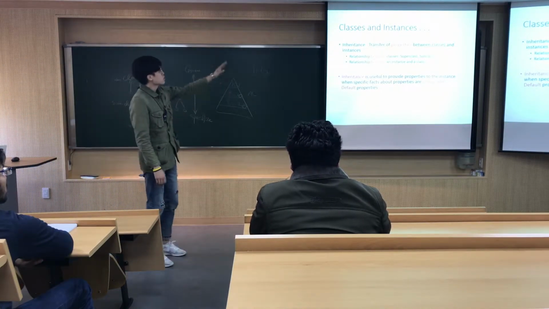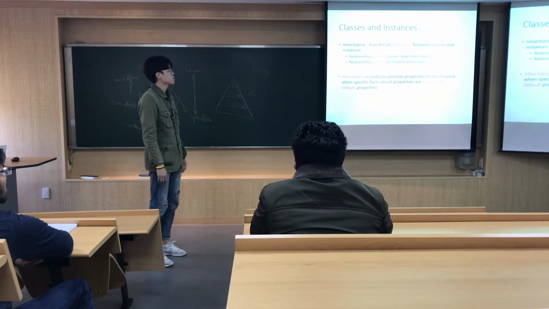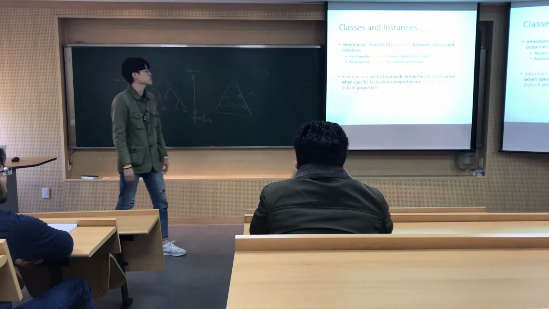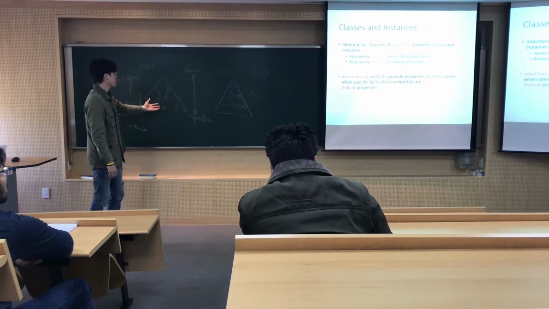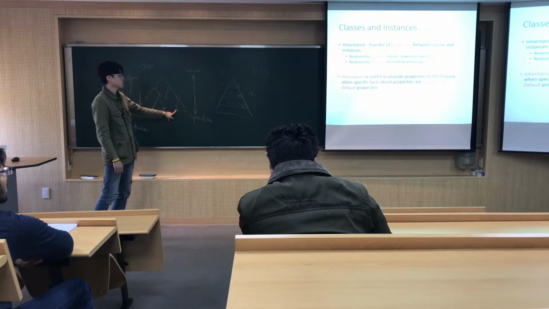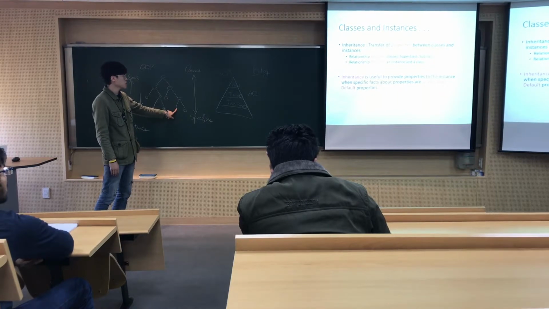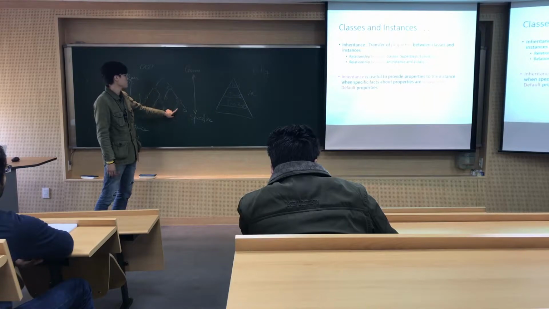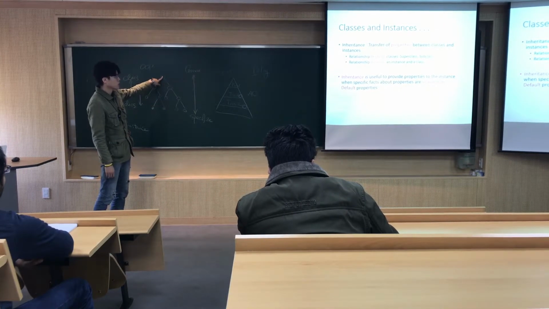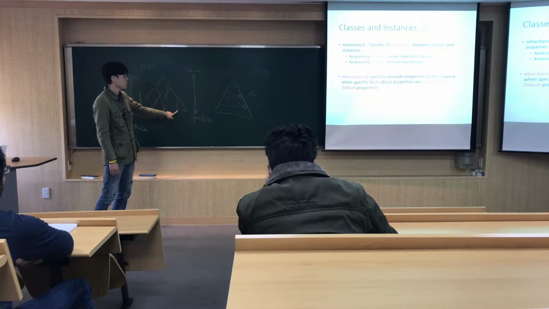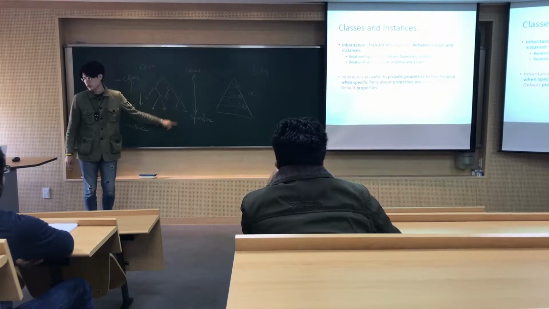So inheritance is the transfer of properties between class and instance. If you have this kind of class hierarchy, and you take this class, this class will have the attributes of all the superclasses of this class. So, for example, if it has properties A, B, C, then it will have A, B, C.